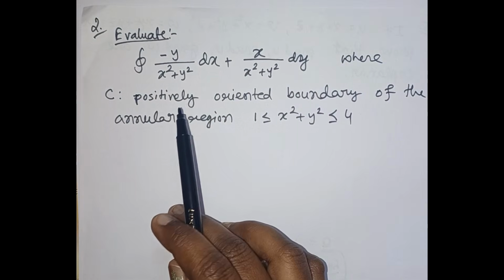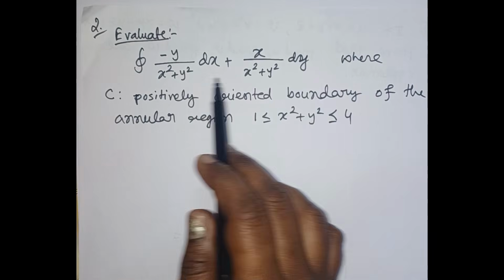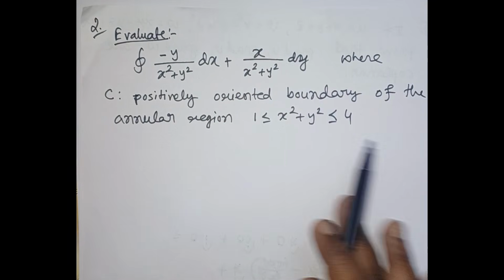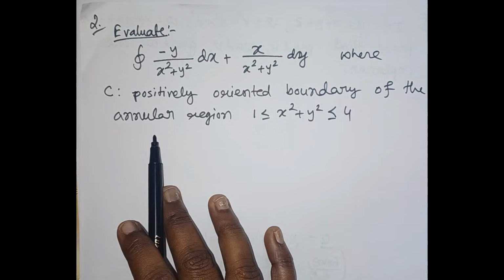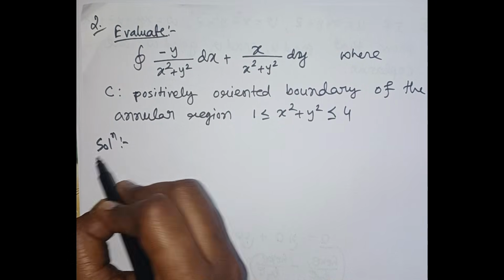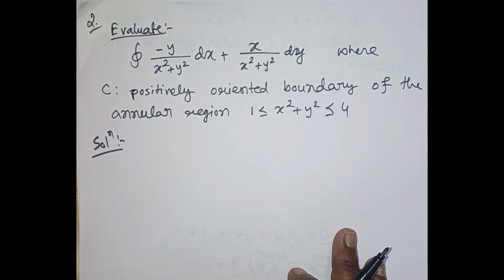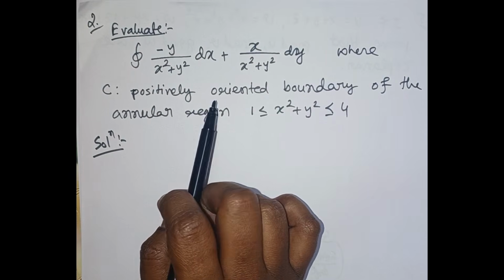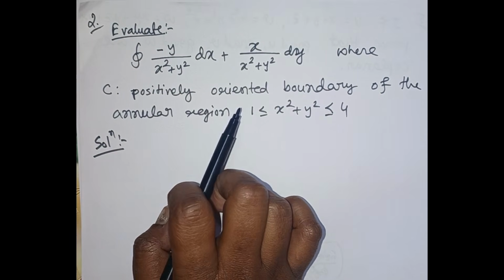Now let us move to the second question. So the first question was verification of Green's theorem, and in this question we have to use Green's theorem to evaluate this line integration. So let us move to the solution. Since C is the positively oriented boundary, we can use Green's theorem here.